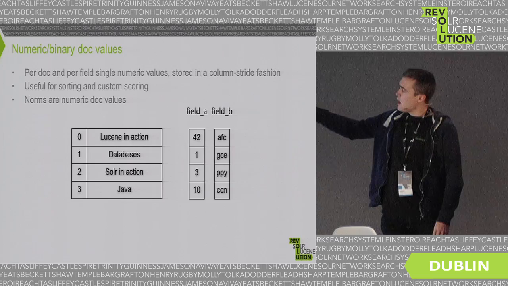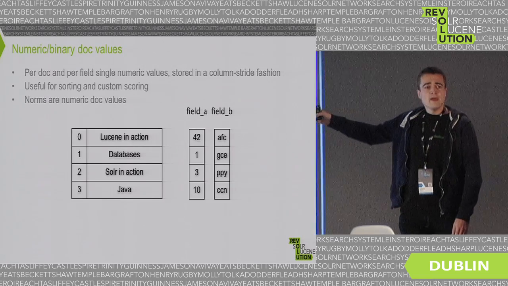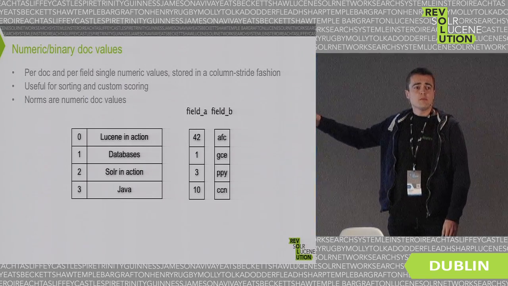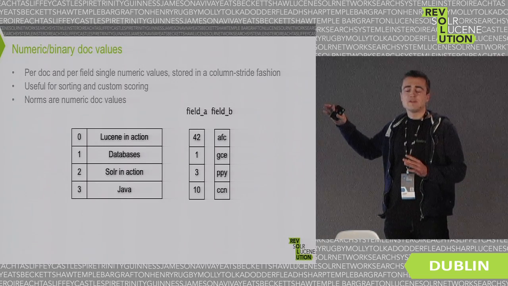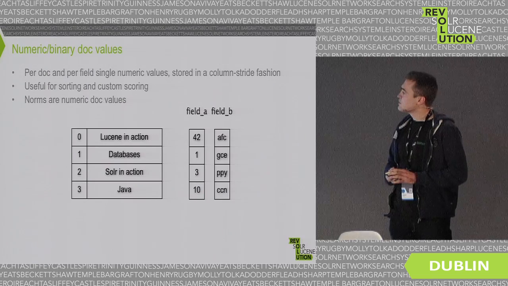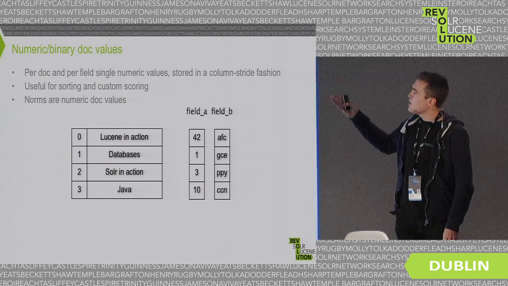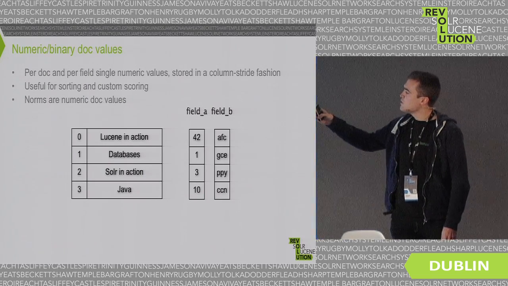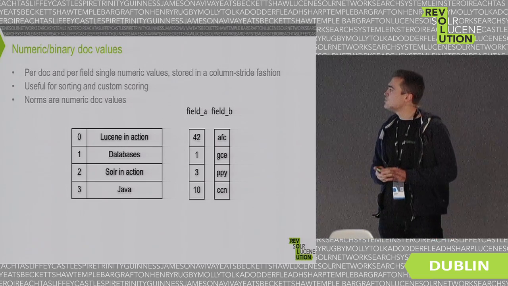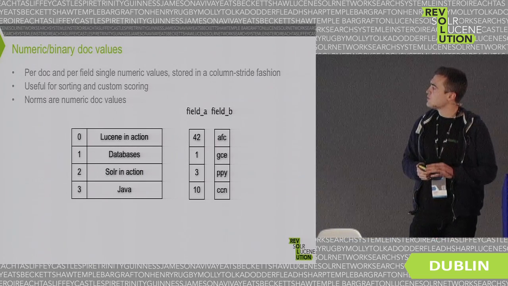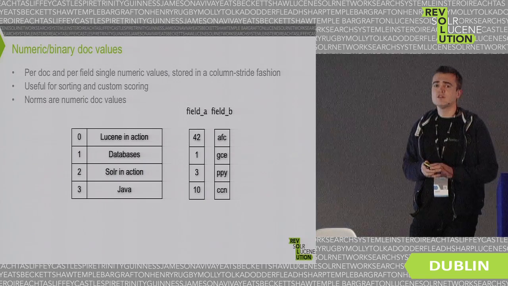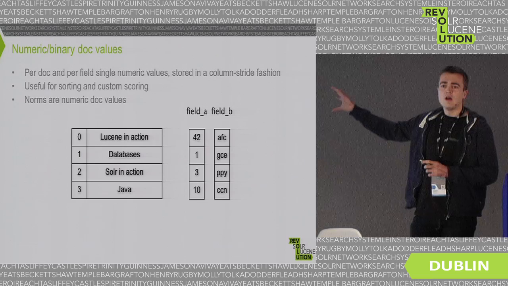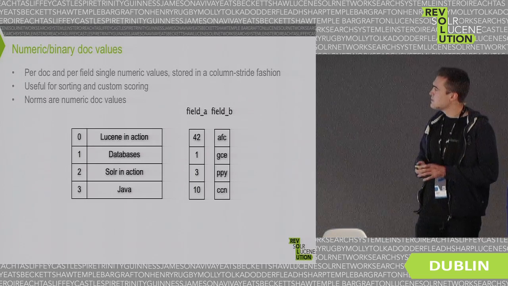For example, a way to store them in memory could be to use a simple long array for numeric doc values and an array of byte arrays for binary doc values. Here we are associating a numeric doc value of 1 with the document for the databases book. These two fields are single valued. This is how we can have such simple storage.